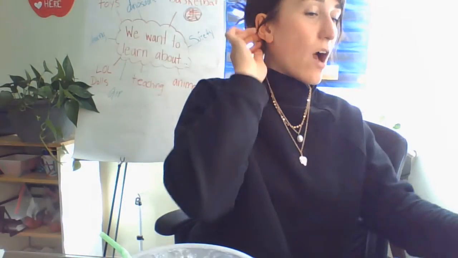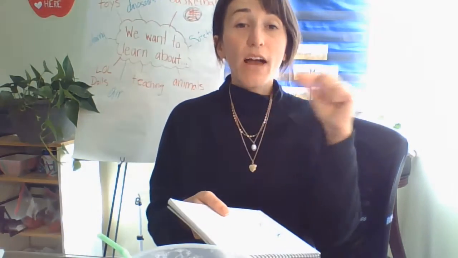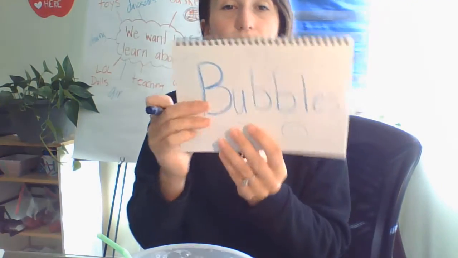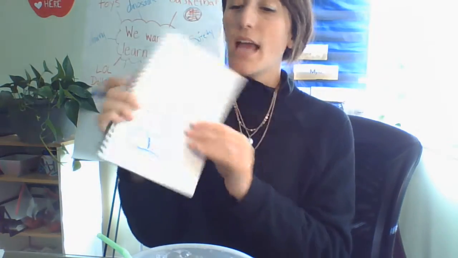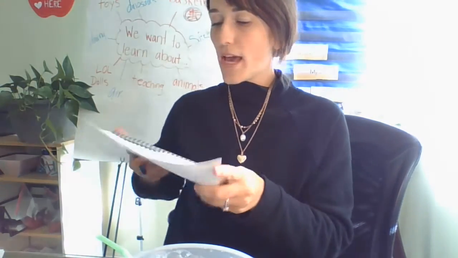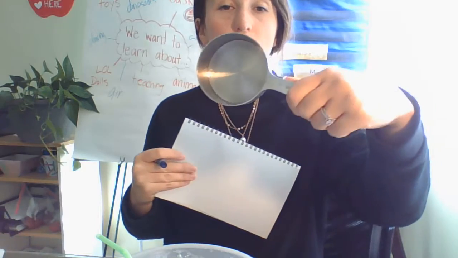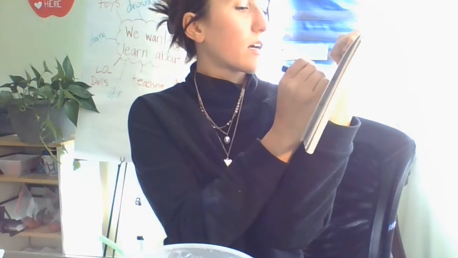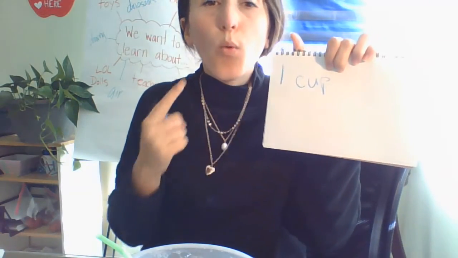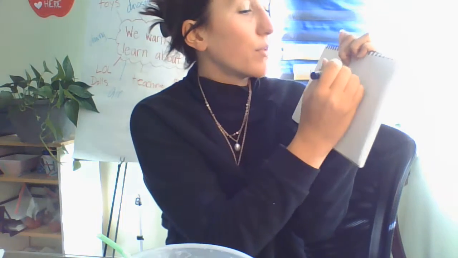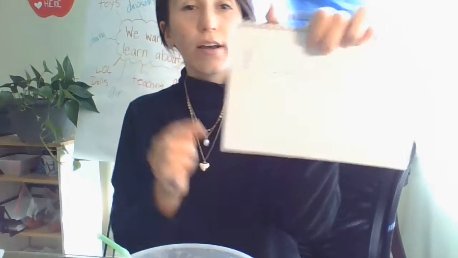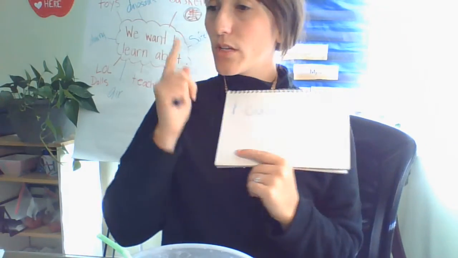Okay, I'm going to now write down my recipe. If you have a crayon or pencil and a piece of paper, you can write down our bubbles recipe and make it with us. Okay, we used 1 cup. Here's my number 1. 1 cup of water. There we go. What else did we use?